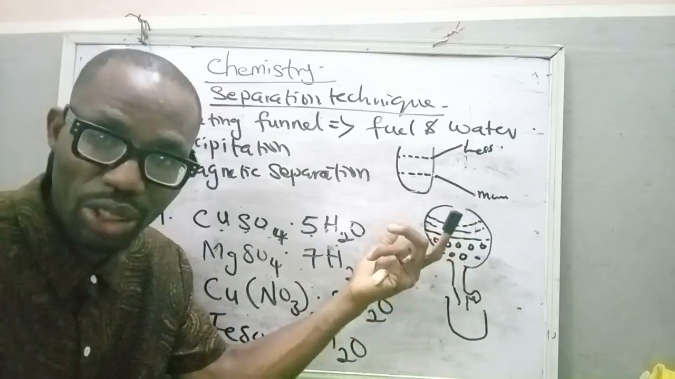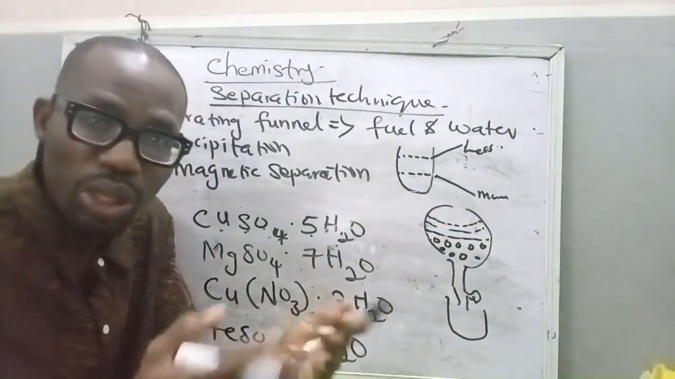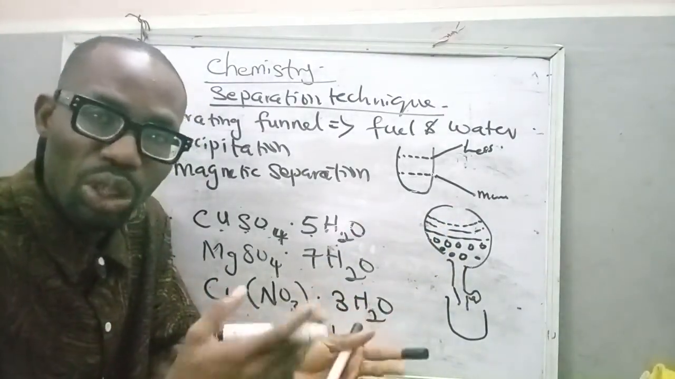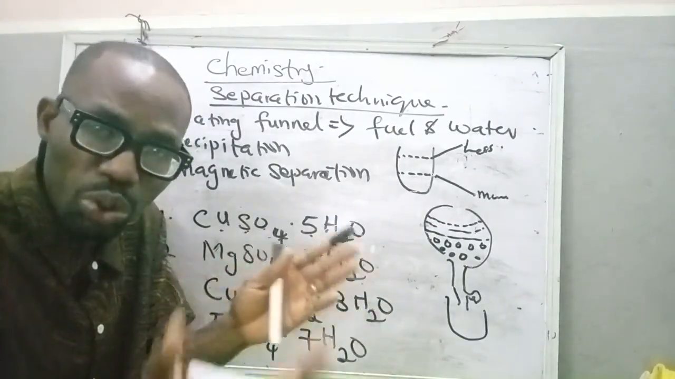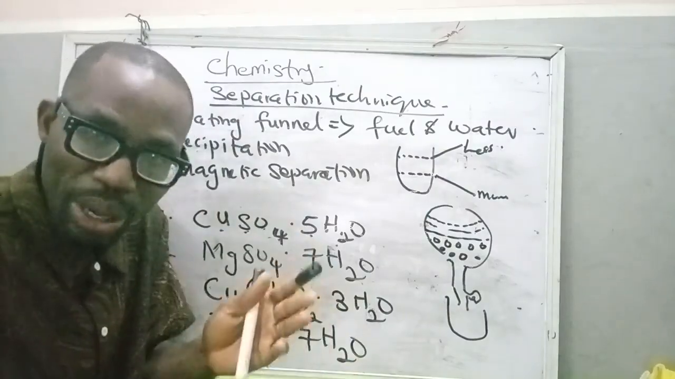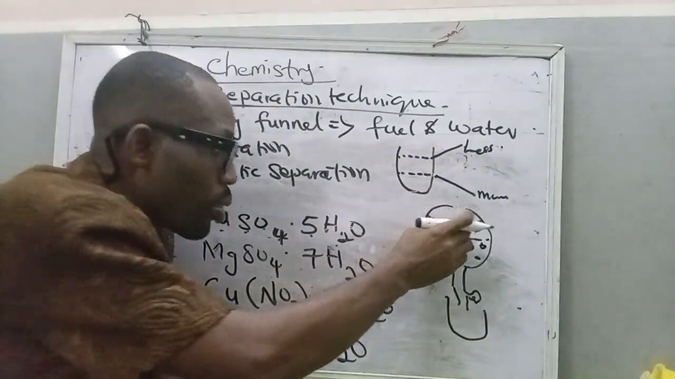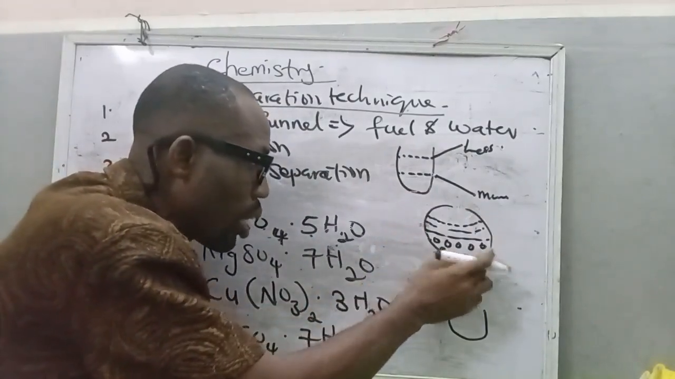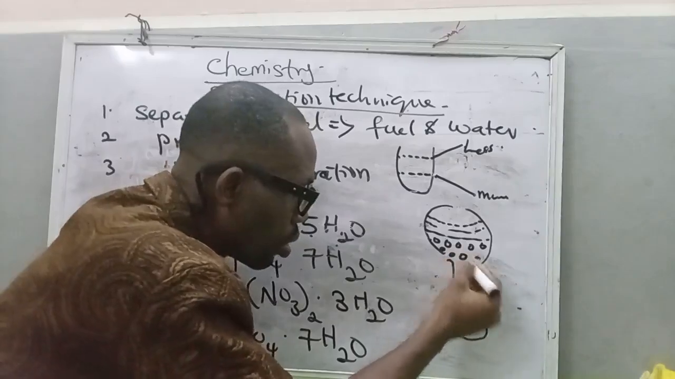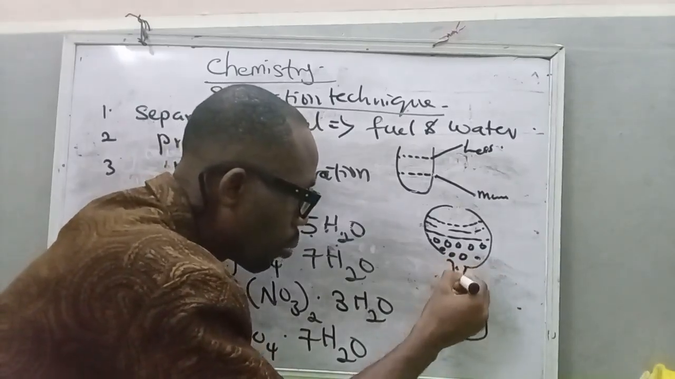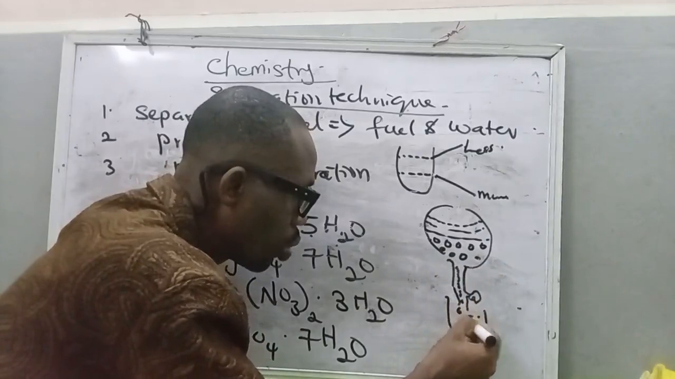I told you decantation has to do with separation of insoluble solids from their solution, where those solid particles will stay at the bottom. Why? Because they are more dense, while the less dense will stay at the top. In this case, the fuel will be at the top, water will be down. So when you open this tap, the water will begin to drop down into the water container.